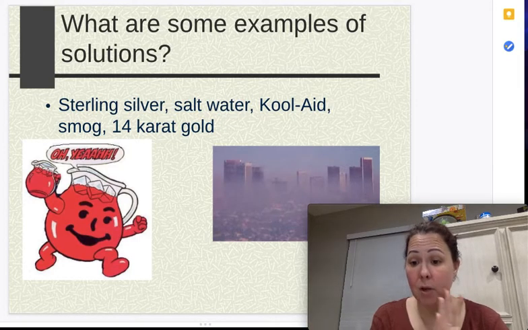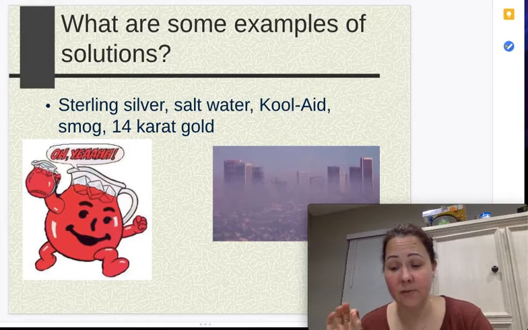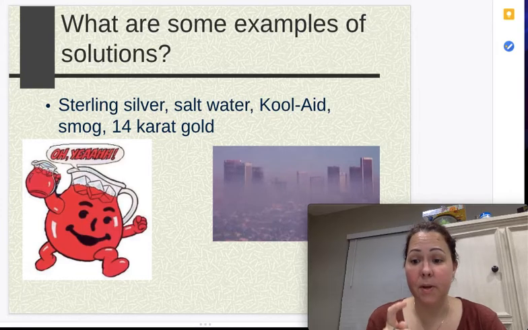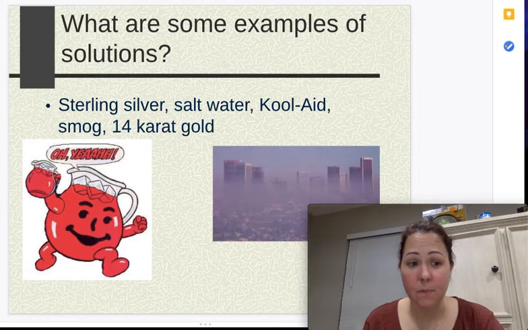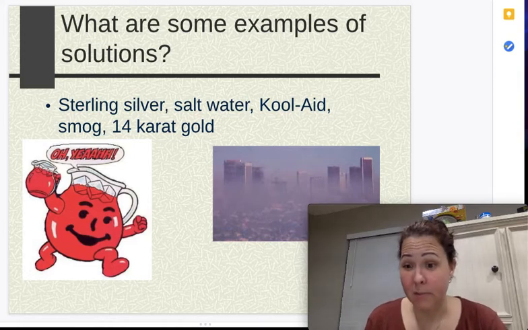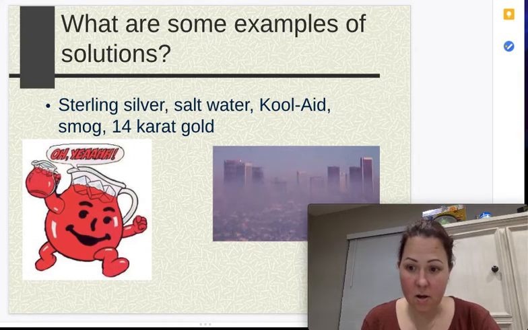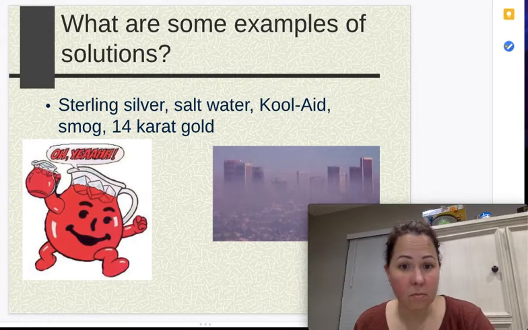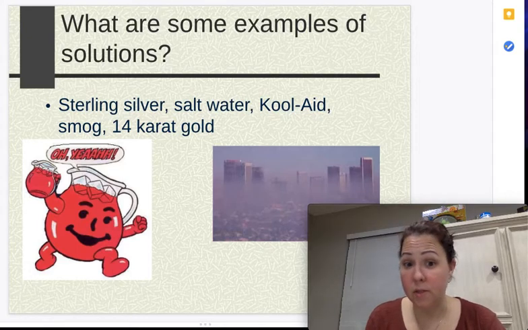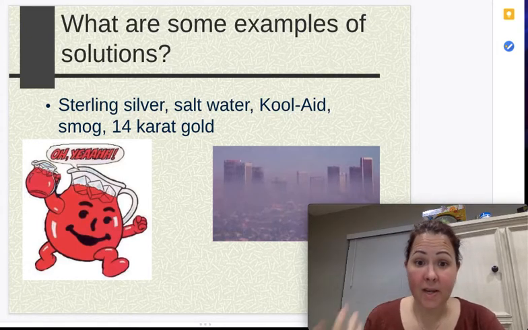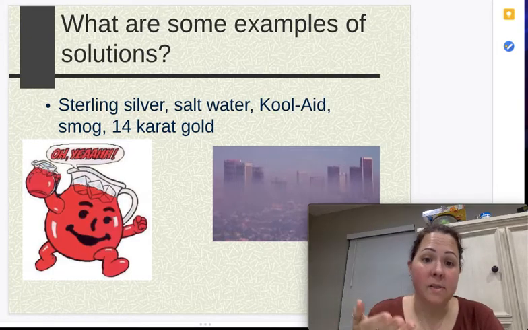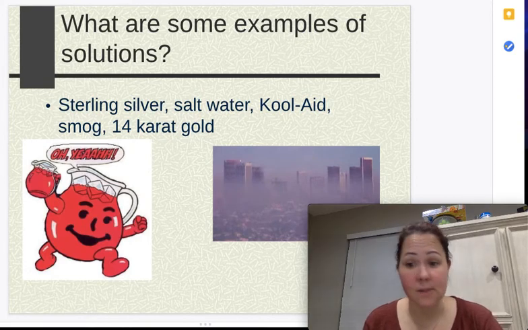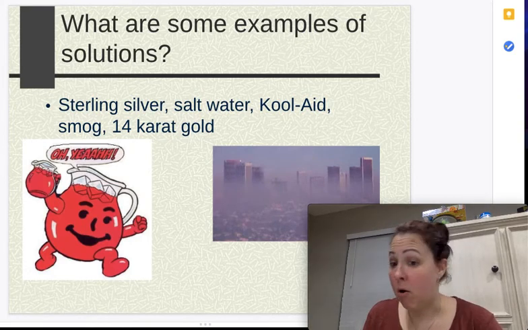So again, some examples of solutions. You can have solutions that are gases, liquids, or solids. Any of those different states of matter. So sterling silver, like a piece of jewelry, is going to be a solid solution. Those solid solutions have a special name that we're going to find out later in the unit, and that special name is alloy. Salt water and Kool-Aid are both liquid solutions. Smog or air is a gaseous solution. 14 karat gold is again a metal solution. It's called an alloy.